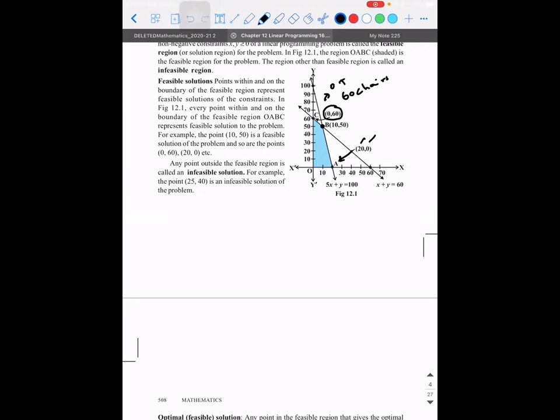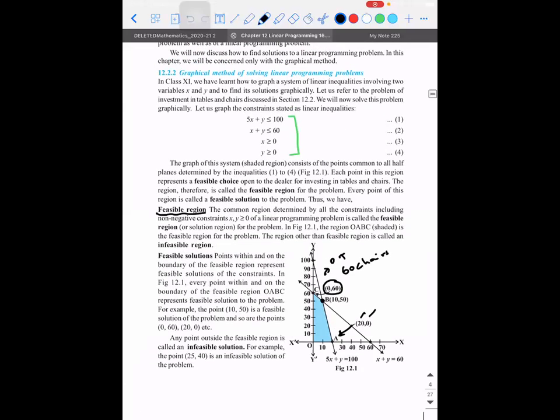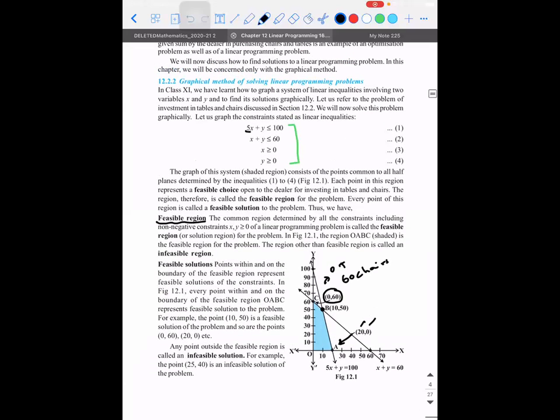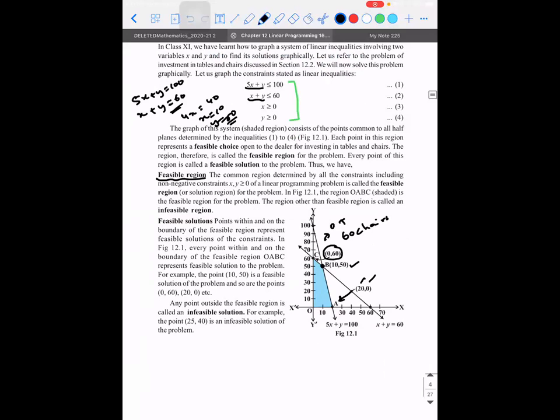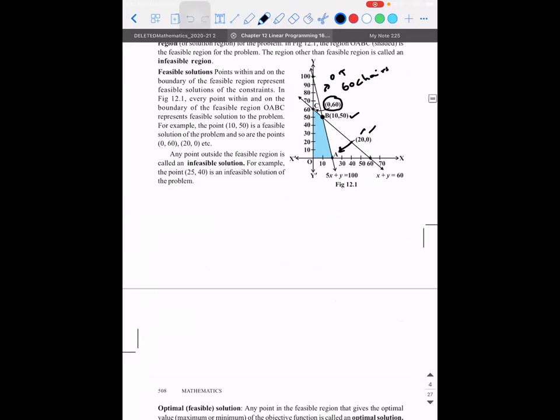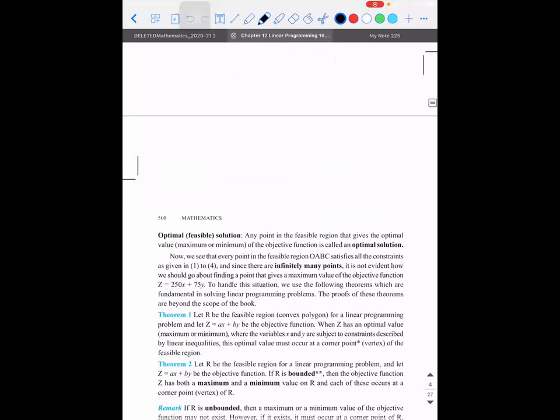And there is another important point, which is nothing but the point of intersection of those two linear constraints. Which two constraints, guys? 5x plus y is equal to 100 and x plus y is equal to 60. You know how to solve these equations. When you solve them, you will get 4x is equal to 40, x will be equal to 10. When x is 10, y will be equal to 50. So 10, 50 is one of the points in the feasible region, which is the point of intersection of those two linear constraints. Okay. And these are called the corner points.